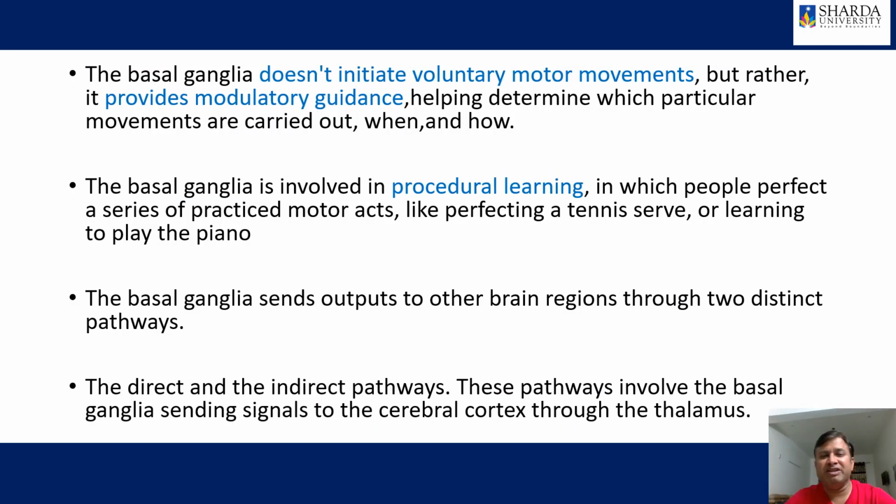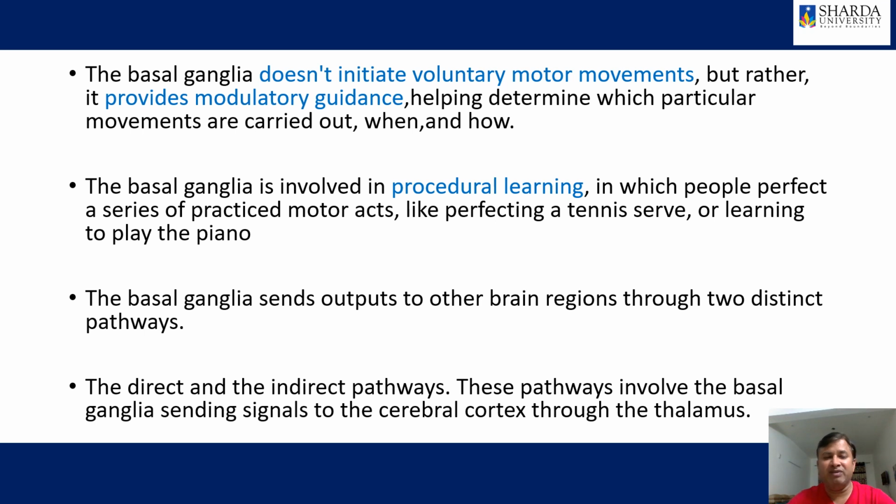The basal ganglia does not initiate the voluntary motor movement, but rather it provides modulatory guidance, helping determine which particular movements are carried out and when and how this movement will occur. Basal ganglia is also involved in procedural learning. So that is also the center of the memory, and procedural memory is stored in the basal ganglia. Basal ganglia send output to the other brain regions through two distinct pathways, the direct and indirect pathway.